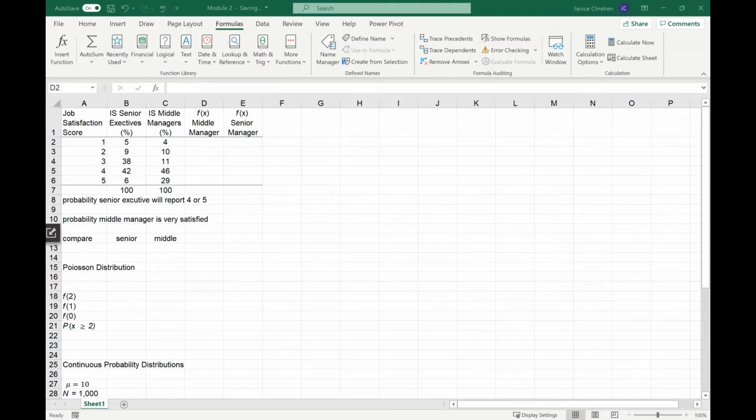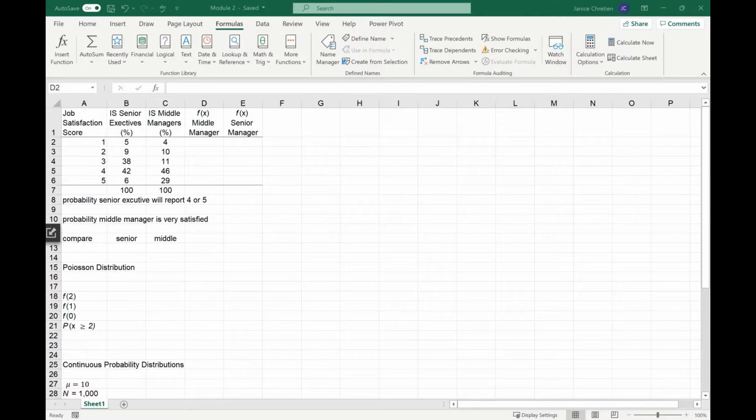I'm just going to walk quickly through a few questions that you're going to see this week, and you should have already read the chapters, so all of this is familiar to you. And we're asked to determine the probability that a senior executive will report a 4 or a 5 on the job satisfaction score. And then we're also asked, what about a middle manager? How probable is it that a middle manager is very satisfied? And then we're asked to compare a senior and middle manager to determine who has the higher job satisfaction.